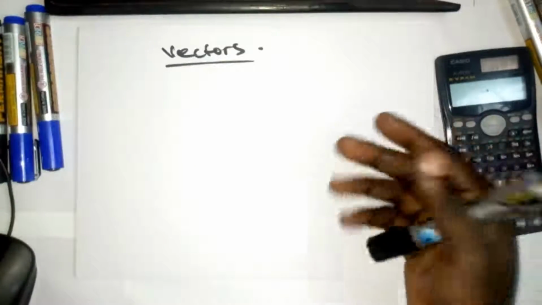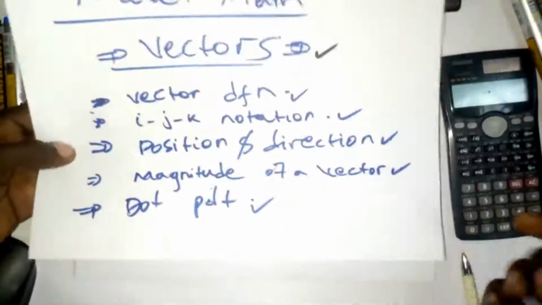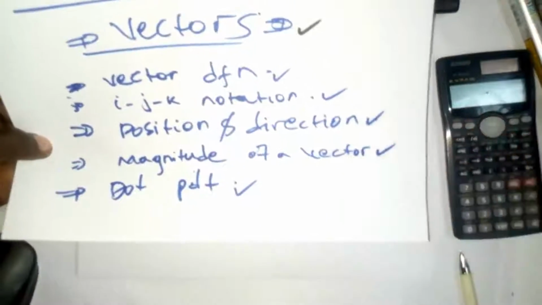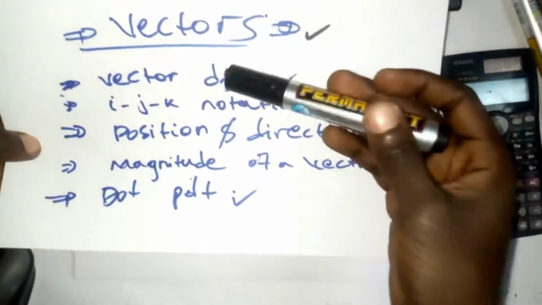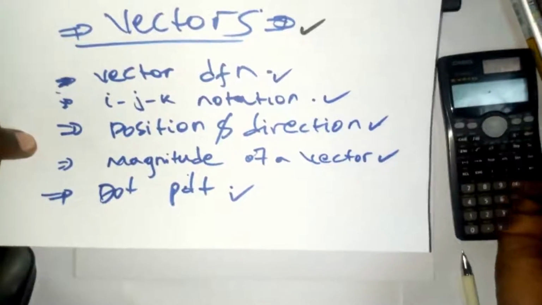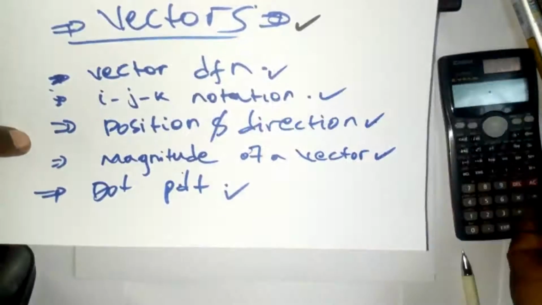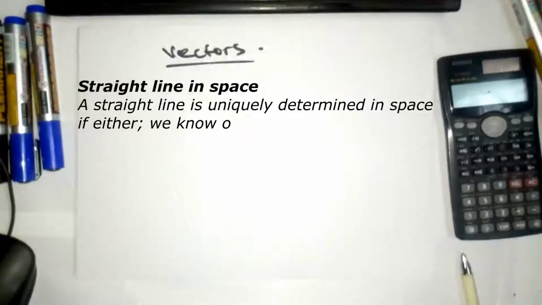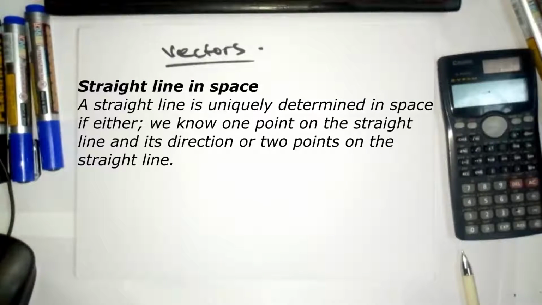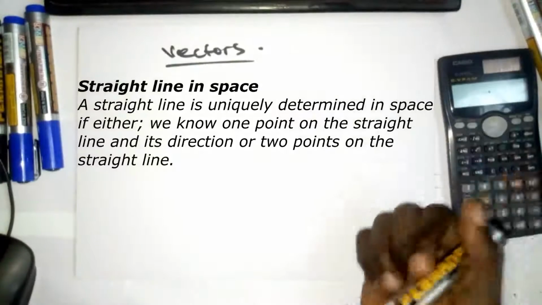For a quick review, I told you what we shall have to have in mind before we can engage ourselves in this topic. I told you the definition of a vector, the IJK notation, the position vector, direction vector, magnitude of a vector, and the dot product. So for today, we are just going to start off immediately with what we have listed there.